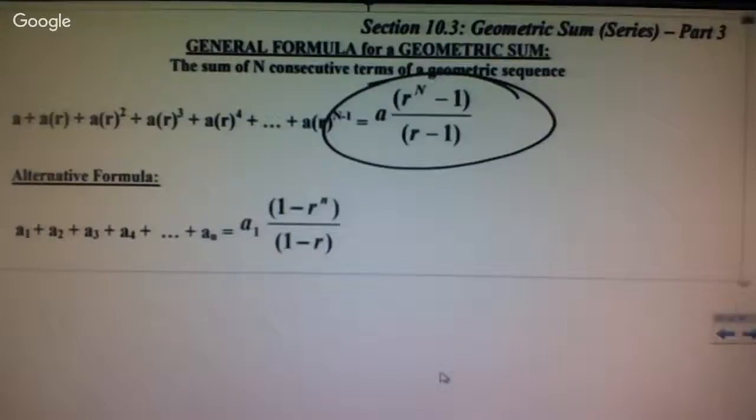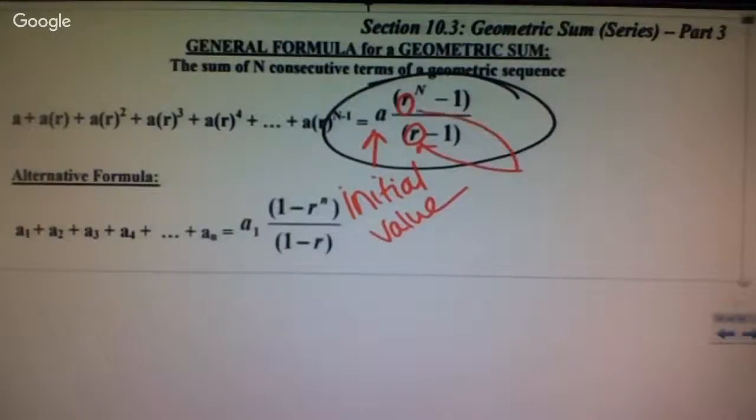The best thing about this formula is that it's not different. It looks difficult, but the things that you needed for the first formula are all you need for this formula. Okay, so in your formula here, my A is your initial value. So I still need to know the initial value. I need to know what I start with. My R is still your common ratio. Notice it goes here and here.